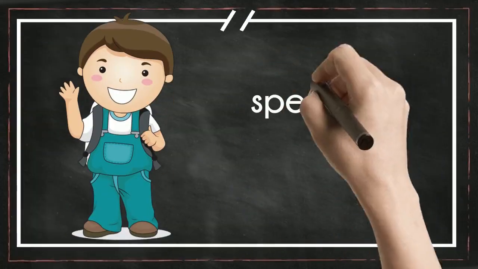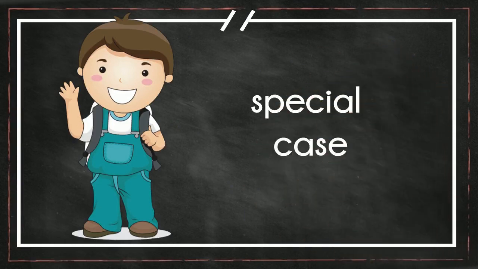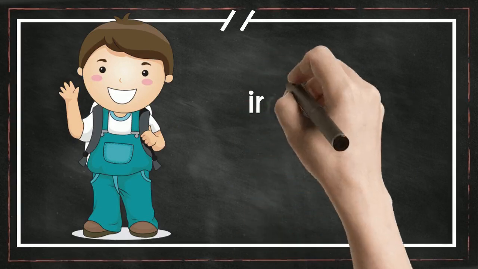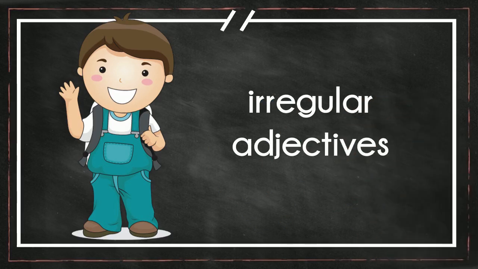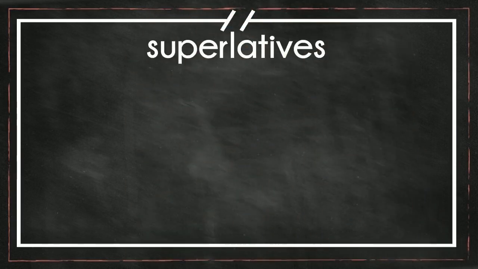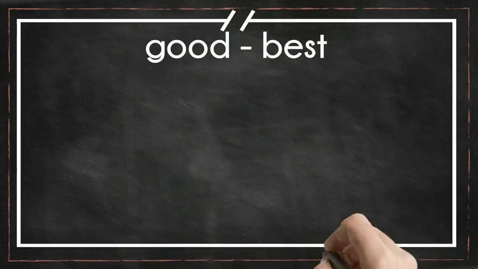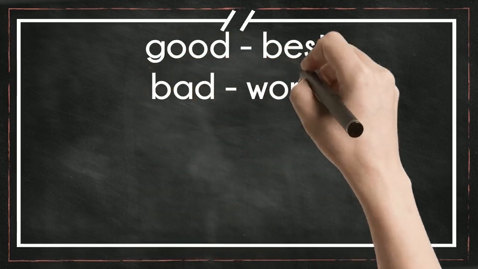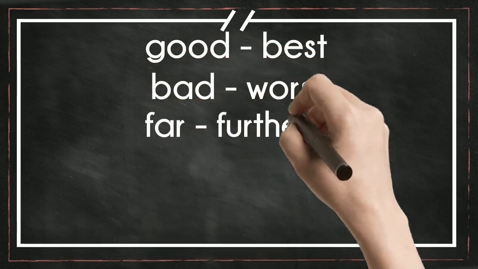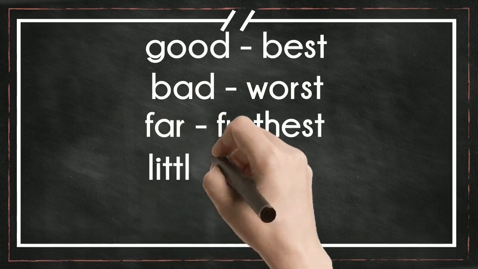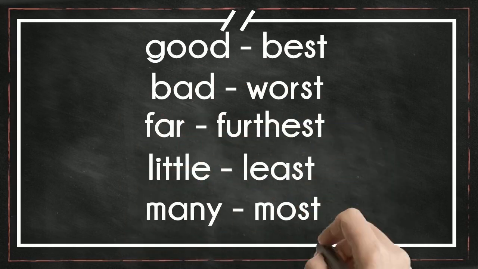On another hand, there are some special adjectives that do not follow these two rules. They are called as the irregular adjectives. Let's look at some examples. But before we see all the examples, bear in mind that I am just going to focus on the superlative form of these irregular adjectives, alright? So, the first one, good, best, bad, worst, far, furthest, little, least, many, most.